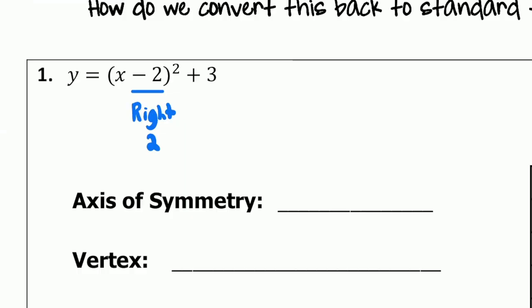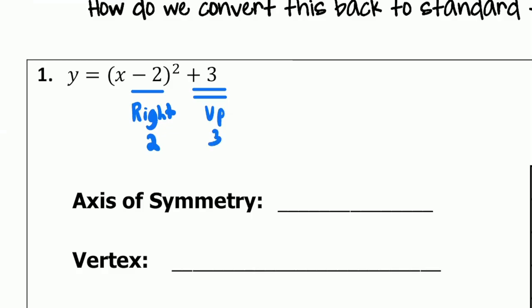And then out here, we have a plus 3. And now I know we just said, if it's minus, we go to the right. You might think now, oh, if it's plus, we go down. But we're actually going to be going up now. So this means we're going up 3.